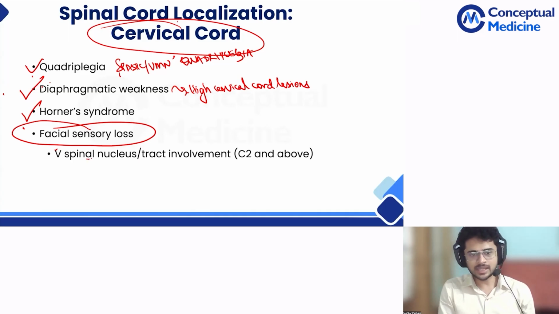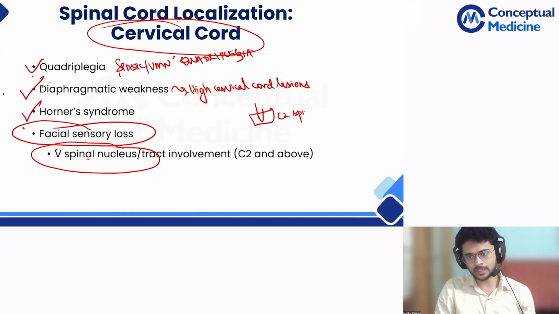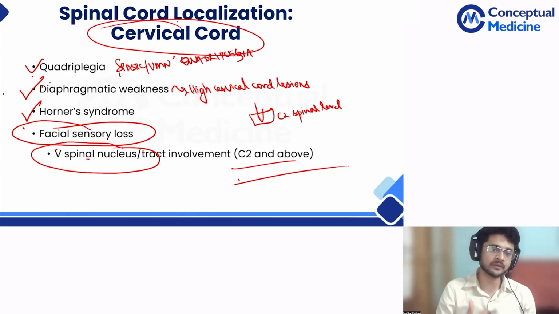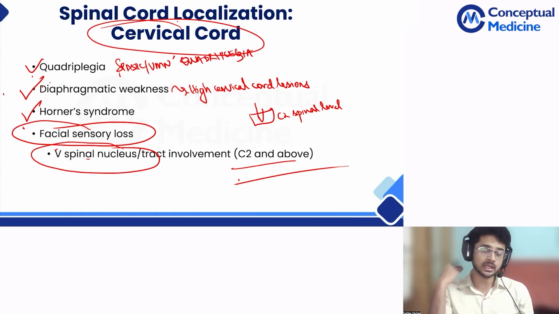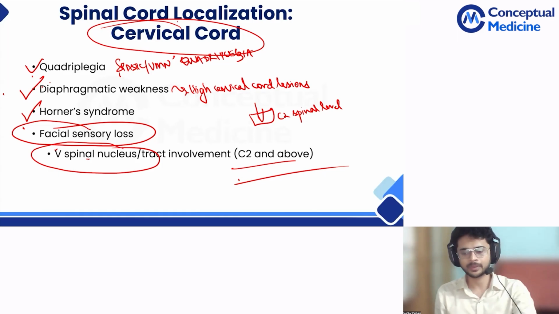That's because the spinal nucleus of the trigeminal nerve goes up to the C2 spinal level. So if you see the spinal nucleus of the trigeminal nerve, it extends up to the C2 spinal cord segment. That is why in lesions of C2 and above, you can even have a facial sensory loss. So don't let that trick you into thinking it's a different diagnosis. In higher cervical cord lesions, don't forget to examine the lower cranial nerves and see for any cranial nerve involvement.